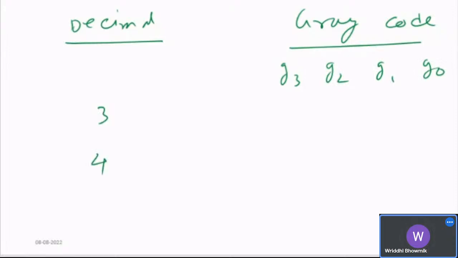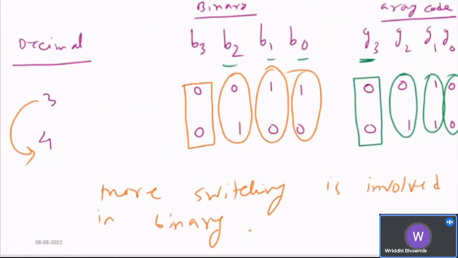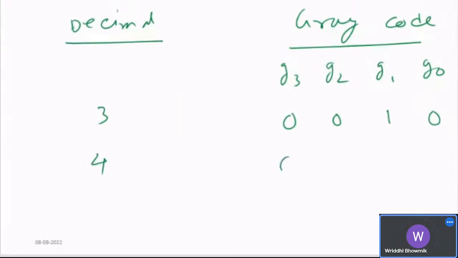For 3, 0, 0, 1, 0. For 4, so 2 successive values differ in 1 bit. 2 successive values 3 and 4 differ in 1 bit.